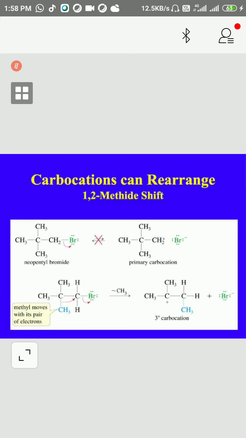But when bromine is going to be released, if at the same time CH3 will shift from the two position to the one position, then there is formation of a tertiary carbocation. Here it is a primary carbocation, so this will not form. This will form. This will form by a 1,2 methyl shift. So methyl shift takes place from one position to two position. That's why it is called carbocation rearrangement.